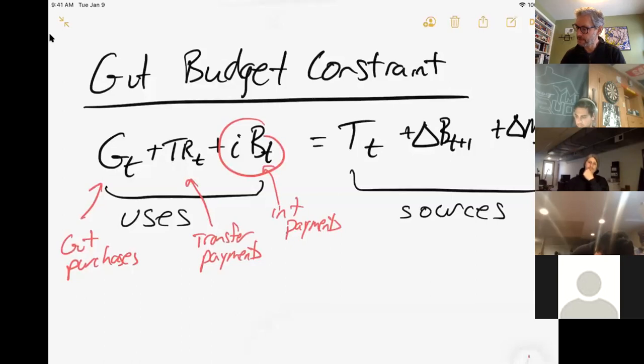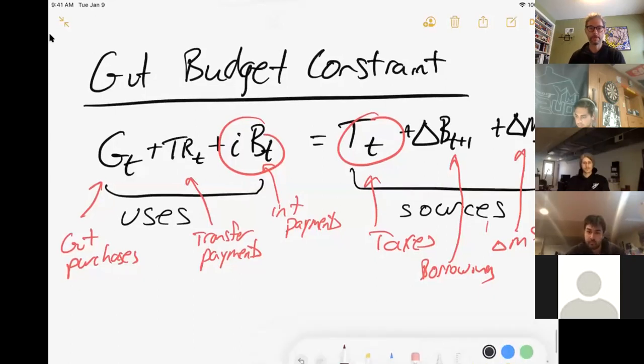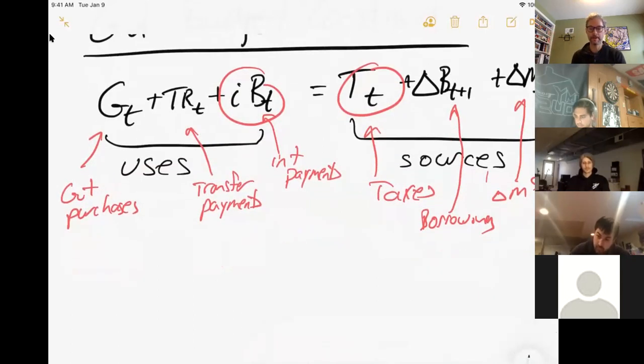What are their sources? Taxes, borrowing, or they can change the money supply. So pretty straightforward. The government has uses for money and they have really three big sources. They can collect money through taxes, they can borrow the money, or they can change the money supply.